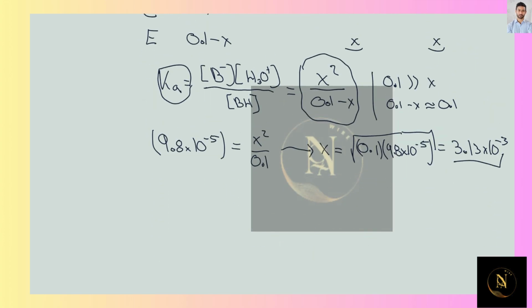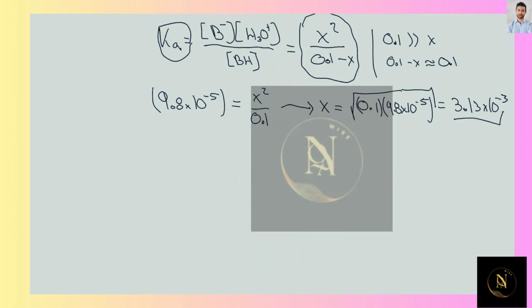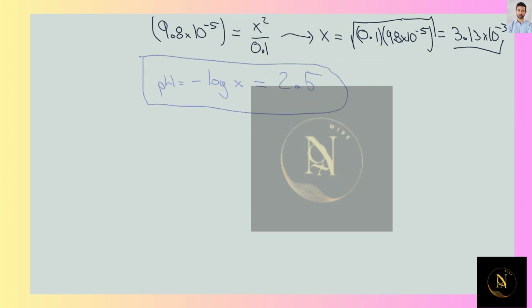So now let's recall from our ICE table that the value for x was equal to the concentration of hydronium ion at equilibrium. So the pH is going to be minus the logarithm of that x that we found. That pH corresponds to 2.5. So this is our initial pH of our solution. That is answer A in your answer sheet.